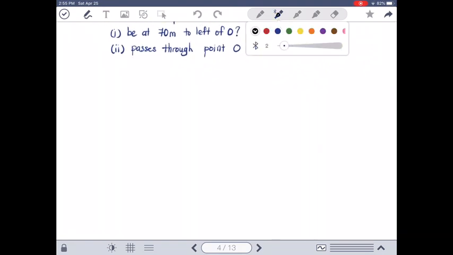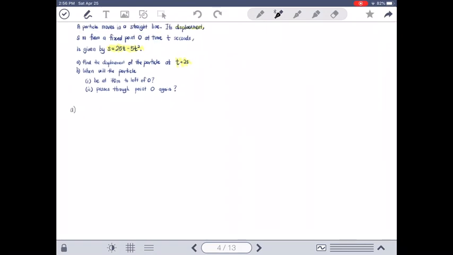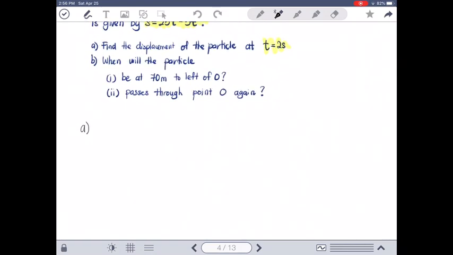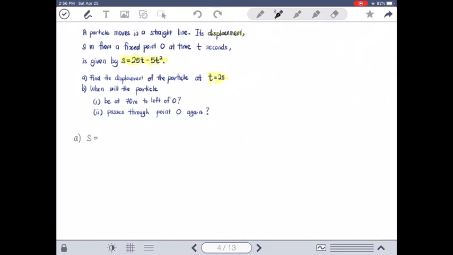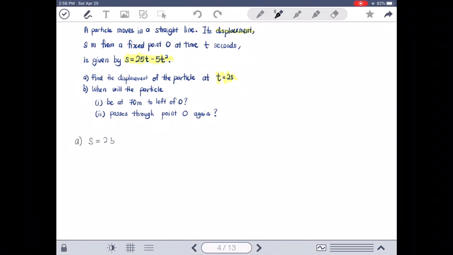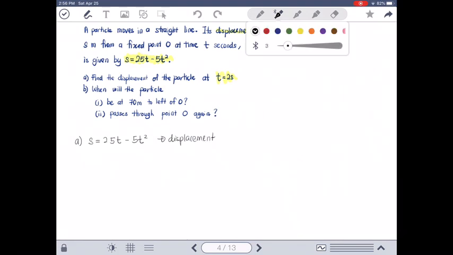So, the answer for question A. Given function s equals 25t minus 5t squared, and we know that this is the function of displacement. So the first question wants us to find the value of s when t equals 2 seconds.